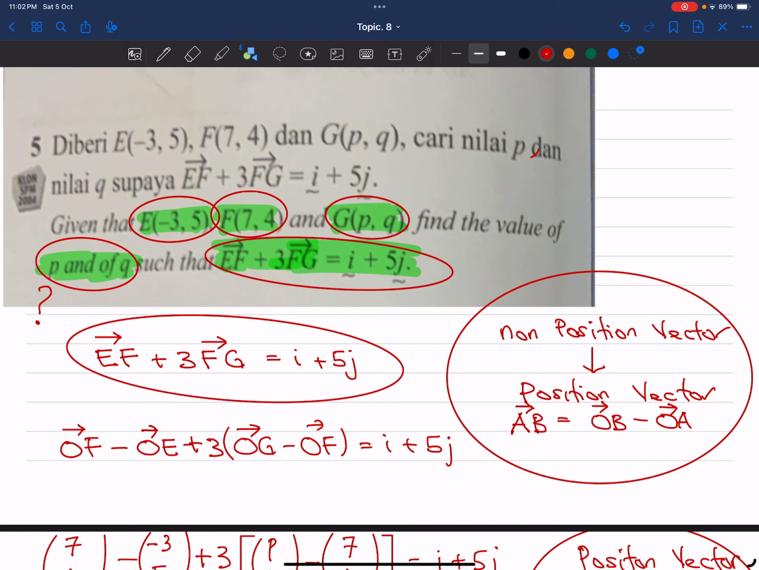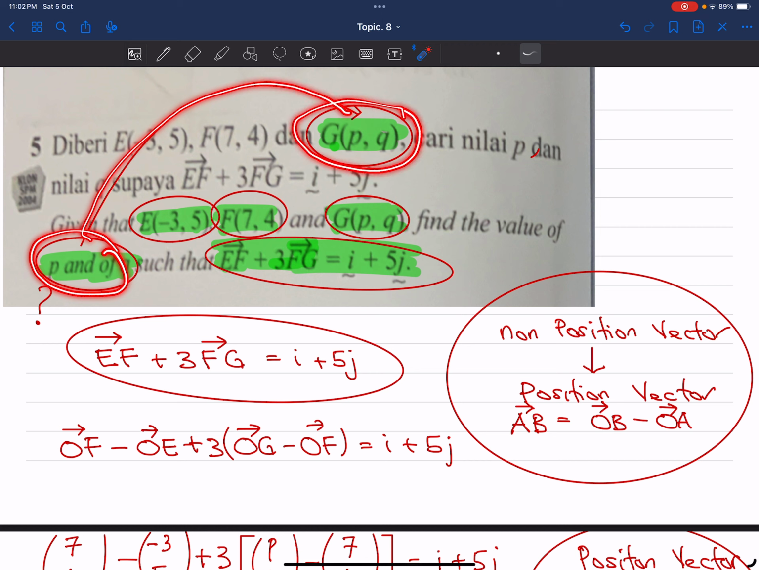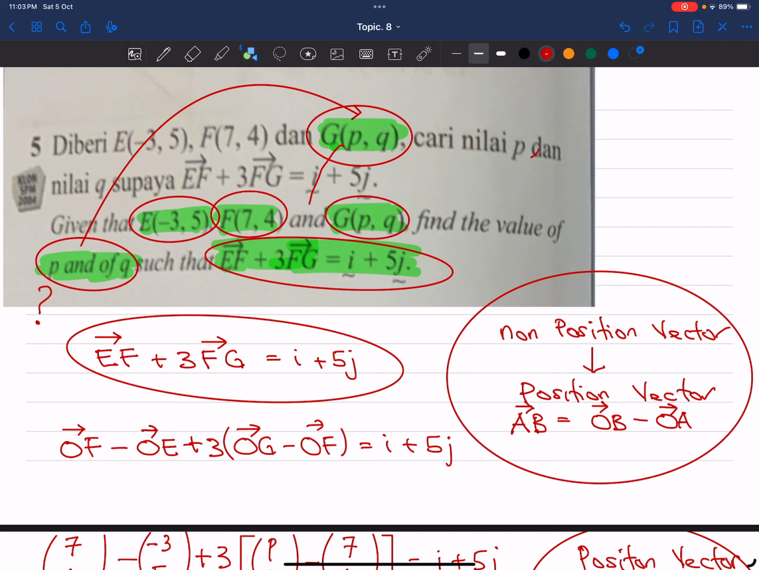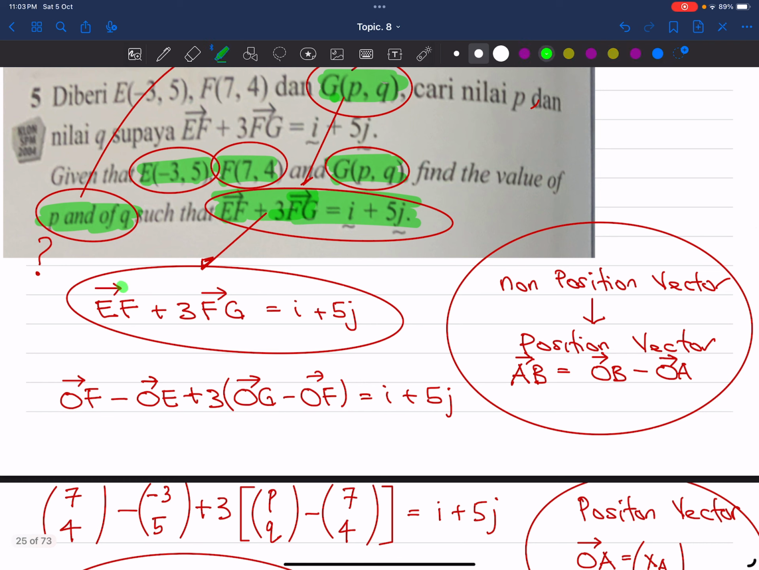Step 2, start from what they ask. They are asking p and q, which is the coordinate of G. So now G, I will go to the equation that is involving G. I'm going to start with the equation, which I've written again here, that is vector EF plus 3 times vector FG equals i plus 5j.